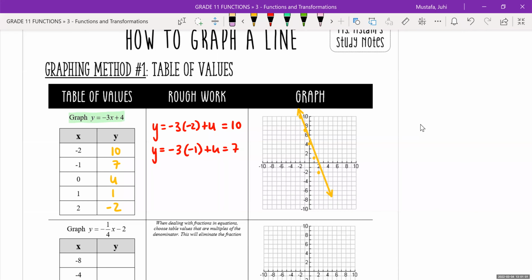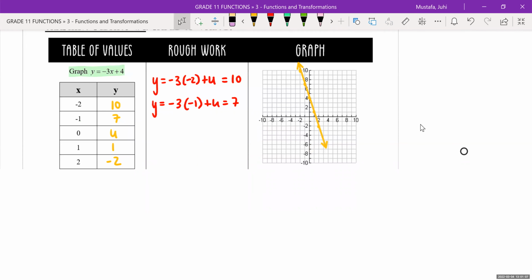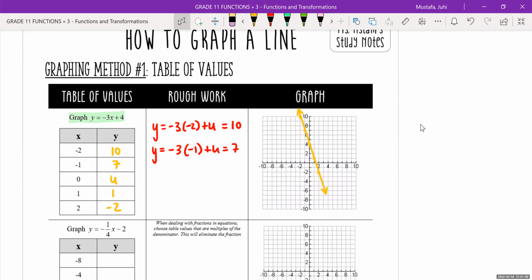Make sure you guys for this unit, you do have a ruler because we're going to be graphing a lot, especially after March break. And just a couple of rules about graphing. Whenever you draw a line, make sure there are arrows on both ends. And you also label the line with whatever the equation is. In this case, it's going to be y = -3x + 4.